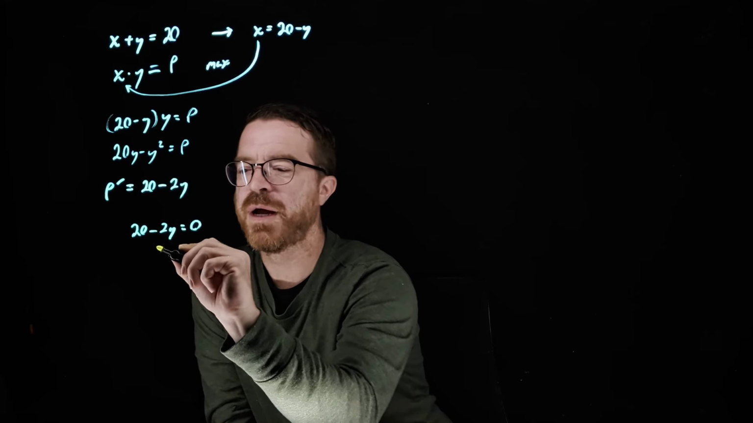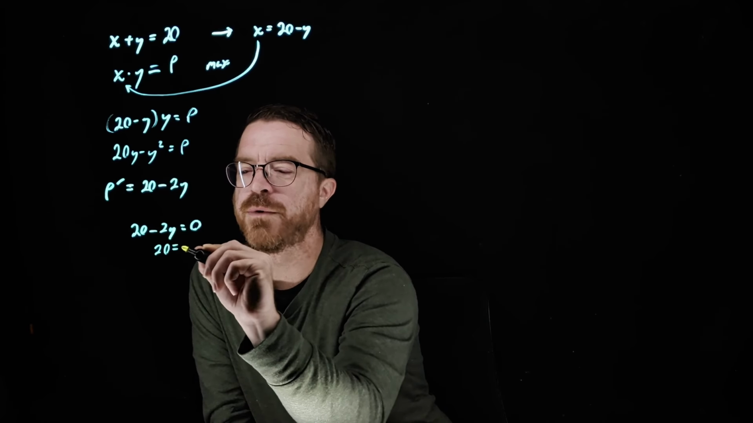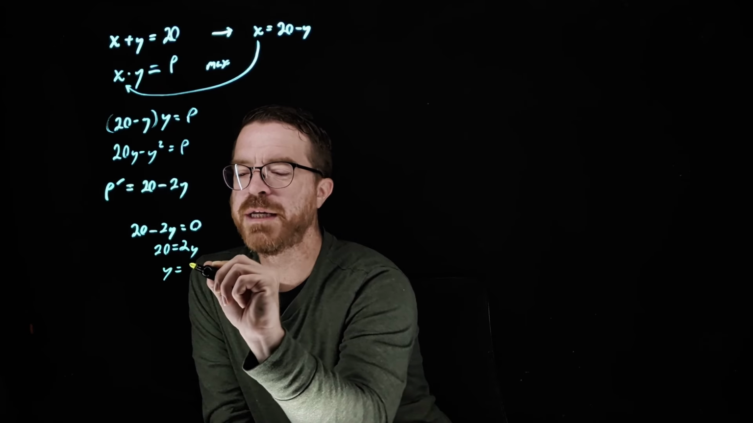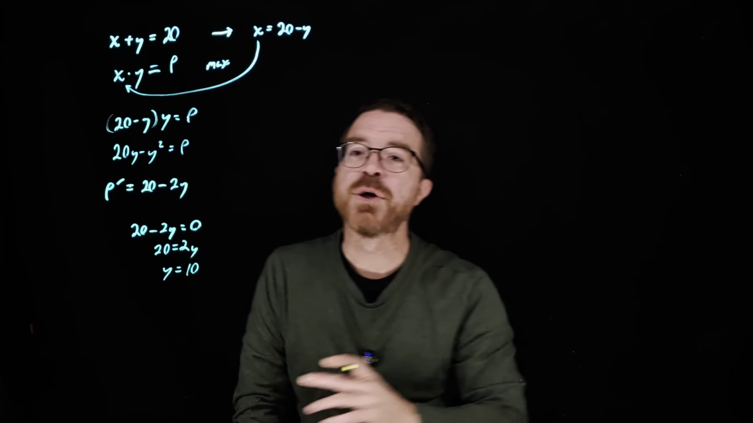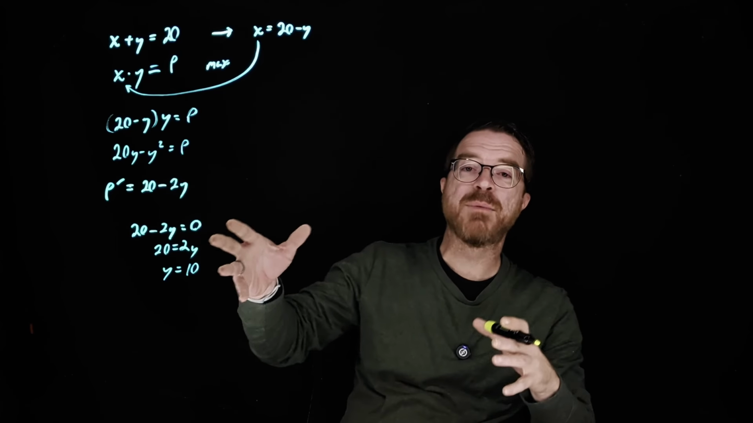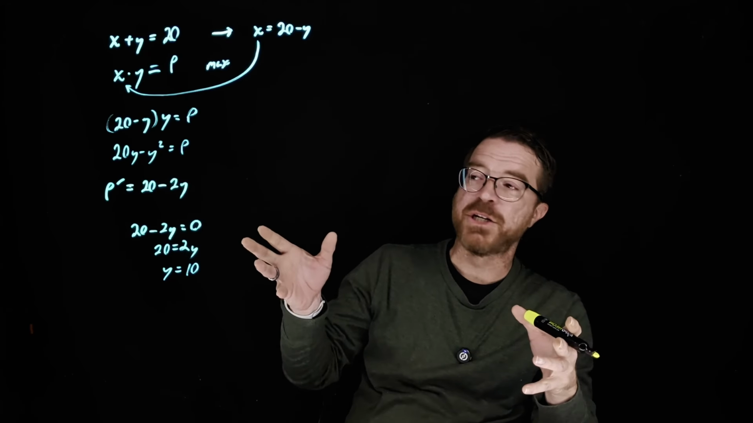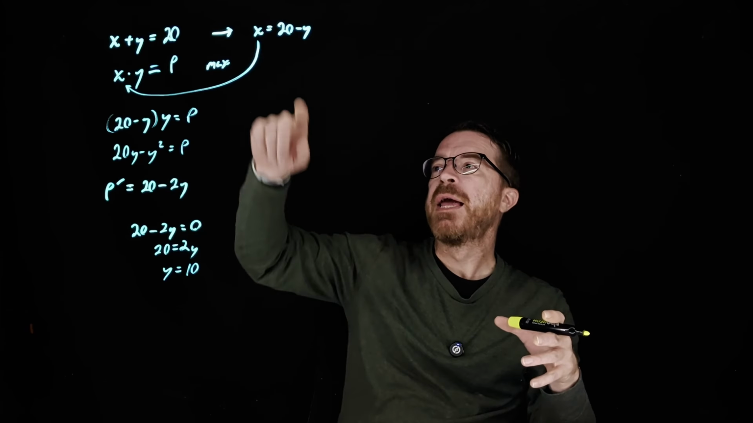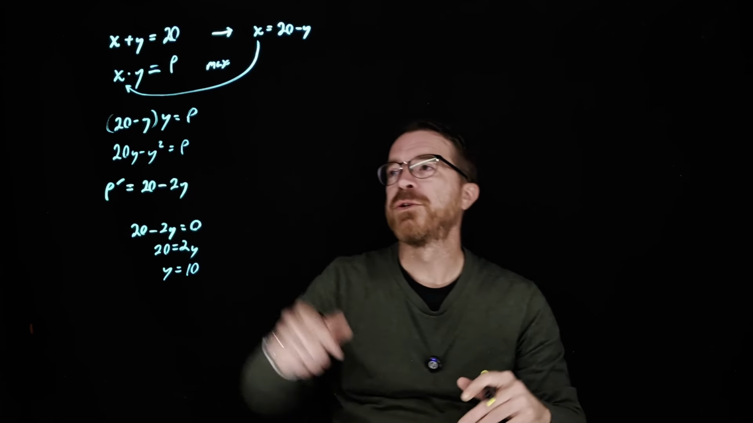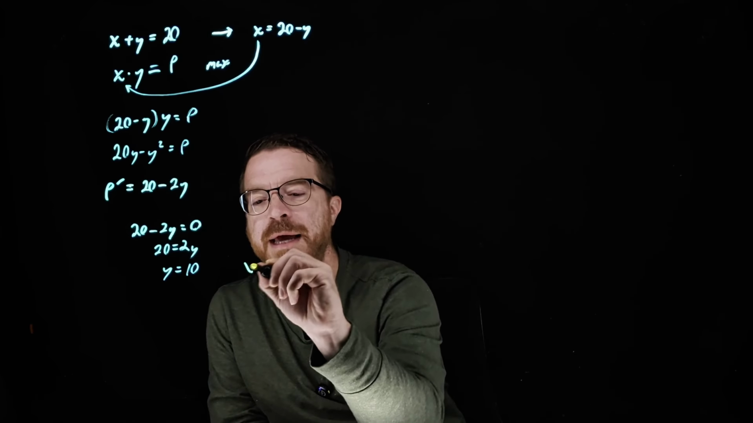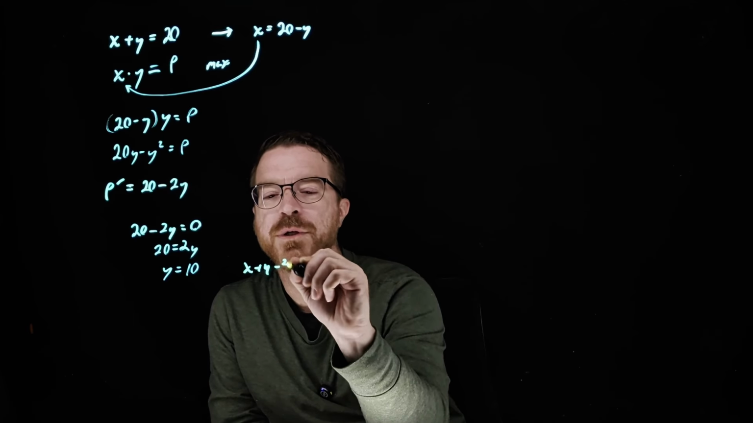So if we have 20 minus 2y equal to 0, I'll subtract the 2y. So this is going to be 20 equals 2y. Divide both sides by 2, I get y equals 10. So this is either my maximum or my minimum. And I also have to check my boundary conditions. So let's see what our x would be if we were to plug this back in. So going back to our original relationship between the two, we had x plus y equals 20.